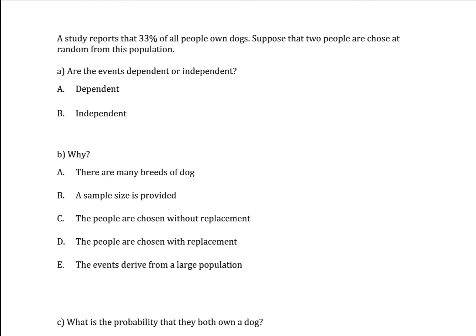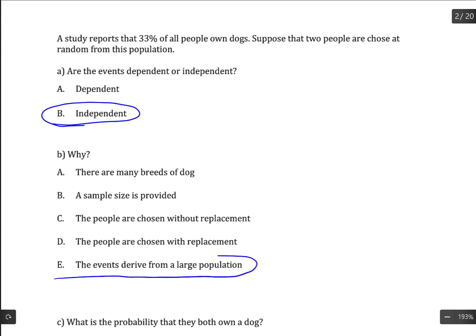So to decide here, generally the rule is if the occurrence of one event does not affect the probability of the next, then they're independent, otherwise they're dependent. The situation here is more like an empirical probability where we don't know the entire sample space because this population is very large. All we can really do is just assume independence because it's a large population. So these are independent events because the events derive from a large population.